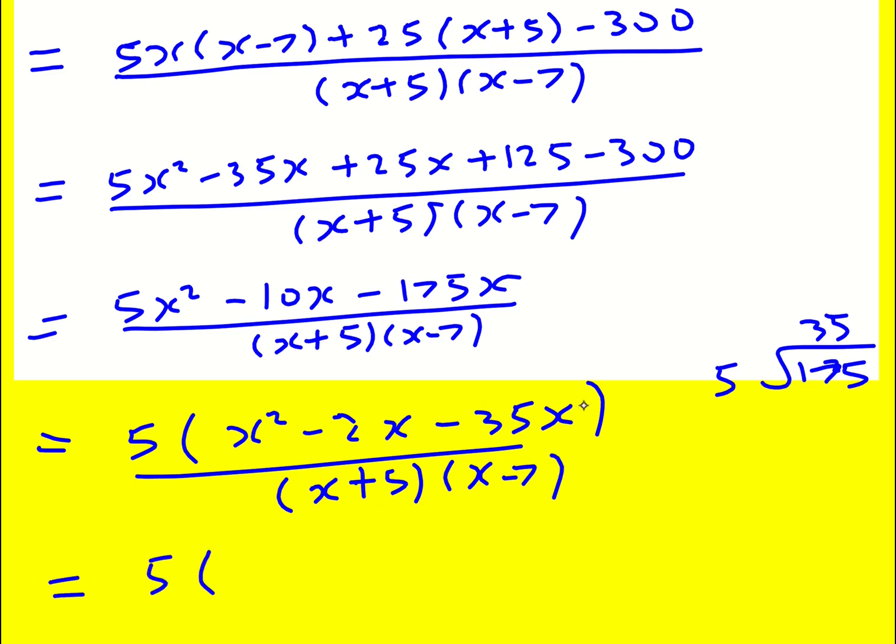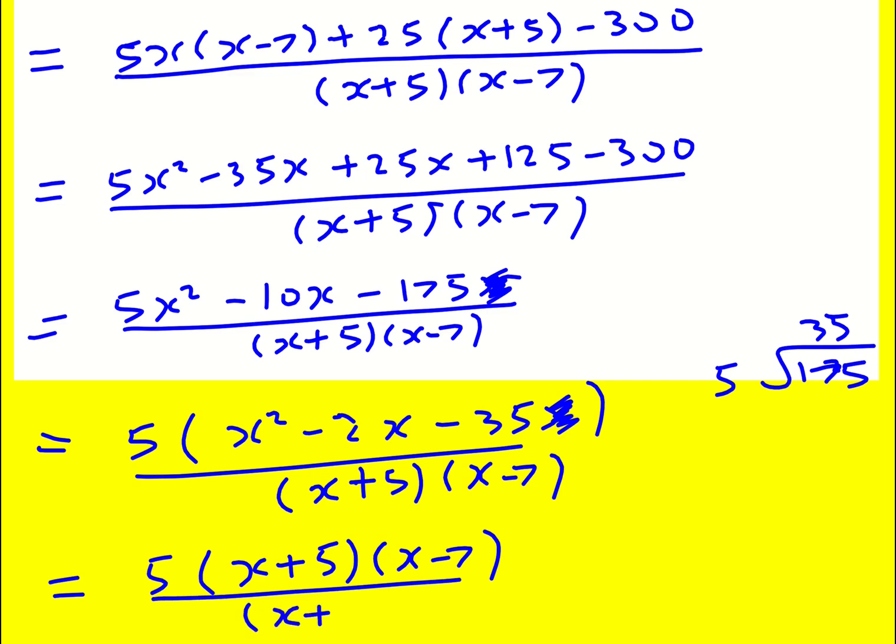Okay, two numbers that multiply to give minus 35 and add to give minus 2. Hello, x plus 5, x minus 7. Yeah, these cancel, this cancels, and we're going to be left with 5.